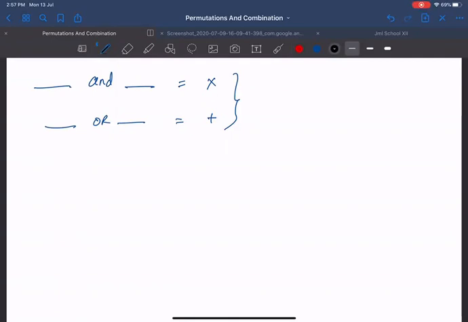If the first task is done in m ways and the next task is done in n ways, then the task m and n together can be done in m into n ways. And if the first task is done in m ways, second task is done in n ways, then the task m or n can be done in m plus n ways. Khatam. This is a fundamental way of counting.